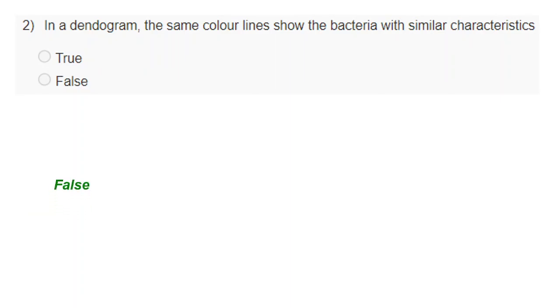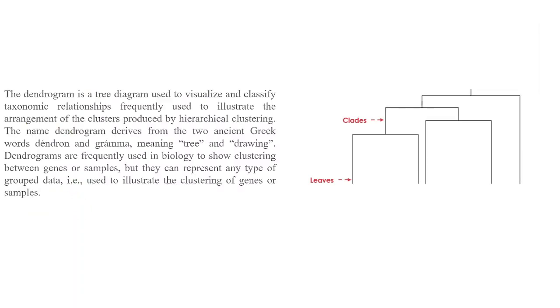But before that, we'll move on to see what a dendrogram basically means. So a dendrogram is basically a tree diagram, as you can see here. It is used to visualize and classify taxonomic relationships. It consists of stacked branches, and these are called clades.